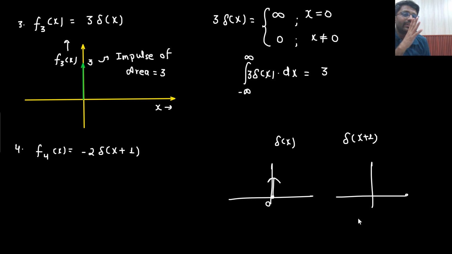That means the graph will be shifted leftwards, no? X plus 1, so the graph will be shifted leftwards by 1. So, this 0 will become minus 1. So, what is the amplitude? Amplitude will be infinity only.